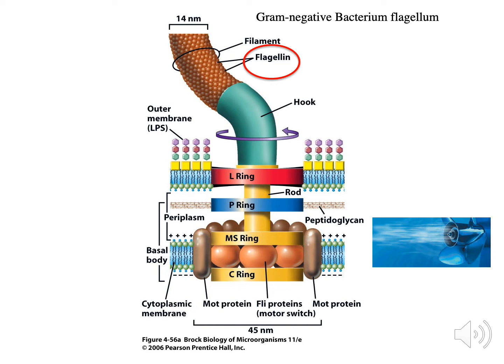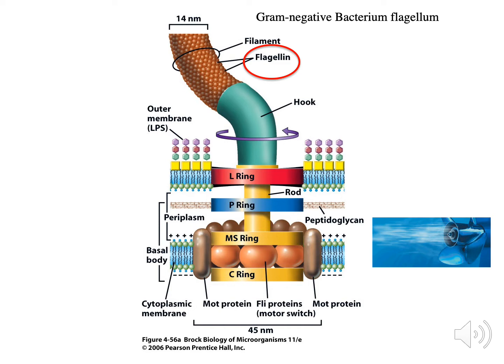The structure of the flagellum has 2 parts. The basal body has many rings and anchors the flagellum to the membrane. The basal body has motor proteins that cause the basal body to spin. The second part is the flagellar filament, which is made up of subunits of the protein flagellin.